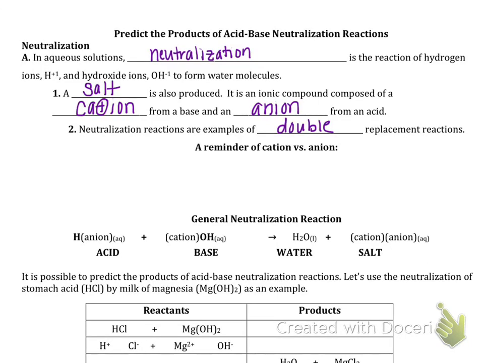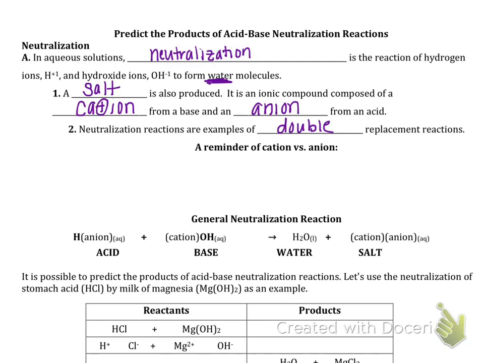We're going to learn the acid-base neutralization reaction. In aqueous solution, neutralization is a reaction of hydrogen and hydroxide ions to form water molecules. So you're taking an acid and a base and you're going to mix them and neutralize them. When you do that, water is going to be produced.